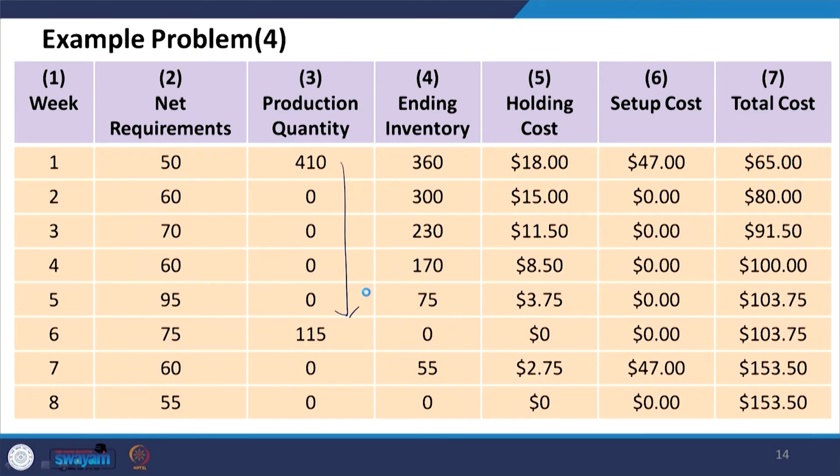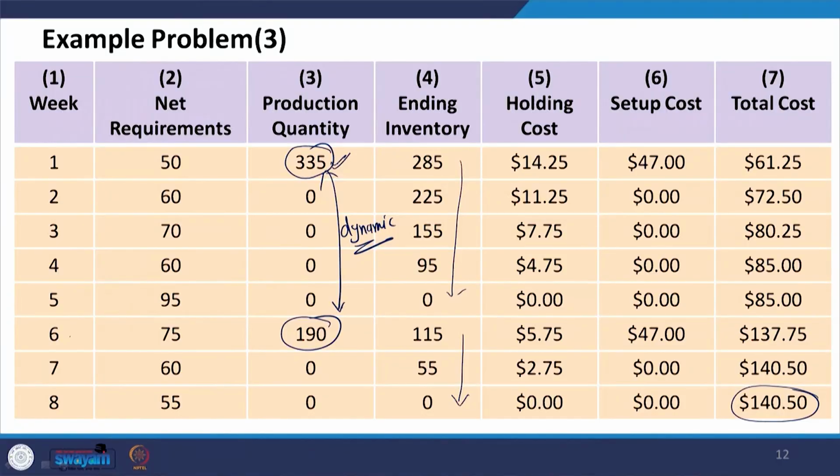And with this my total cost is coming 153. This 115 will come here, because these 410 will be able to fulfill the requirement up to the sixth period. So, this 153 is the total cost coming with the help of this least unit cost, which is higher than the least total cost. Now, by comparing these four different types of systems, I found that the least total cost system is more suitable for ordering in this particular example.